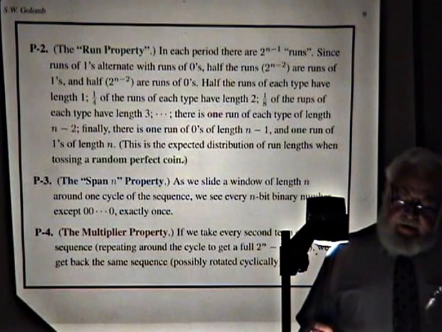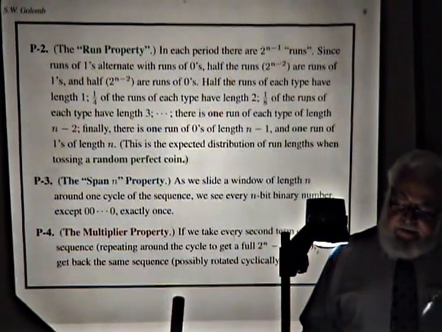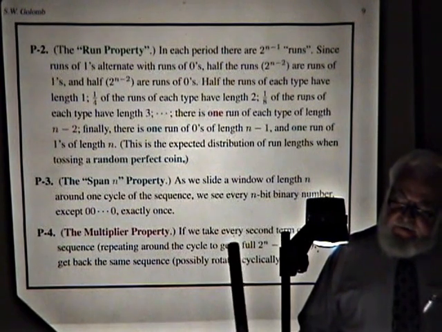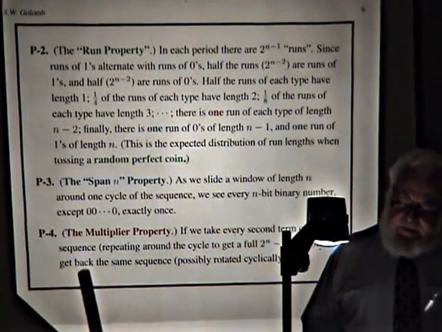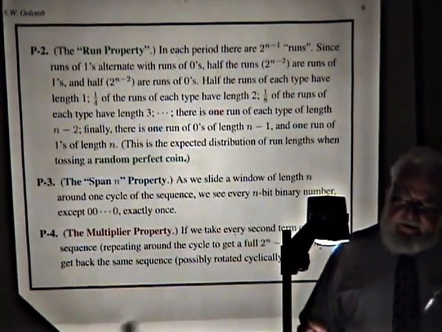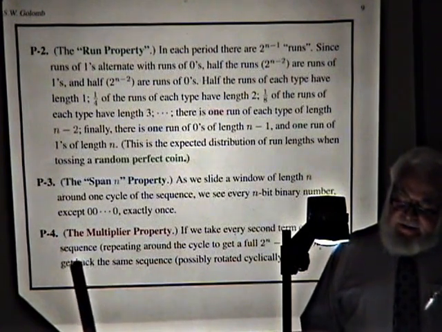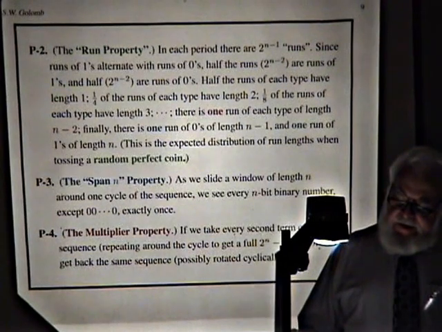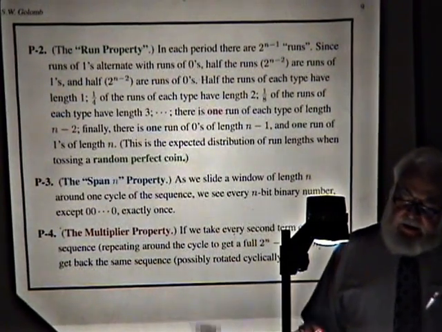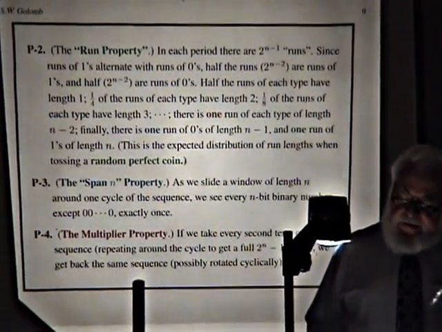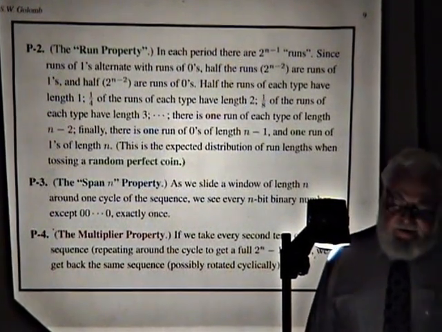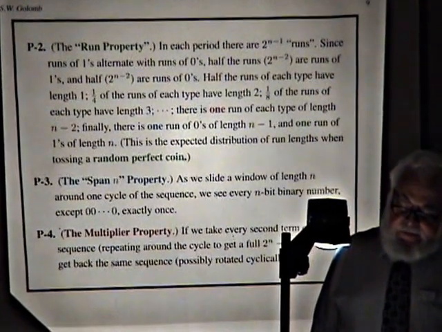Another weak condition that the M sequences satisfy is the multiplier property, and that says if you take every second term of the sequence repeating around the cycle, since the period is odd, you go around twice, taking every second term to get a full 2 to the n minus 1 terms, you get back the original sequence, possibly rotated cyclically, but we would consider cyclic rotations of the same sequence the same.